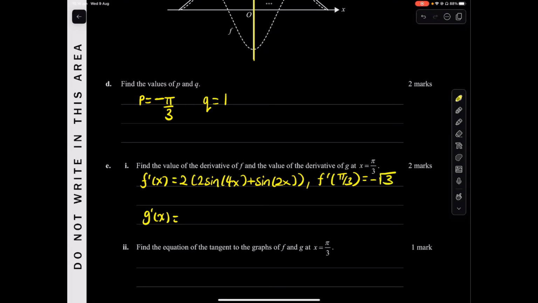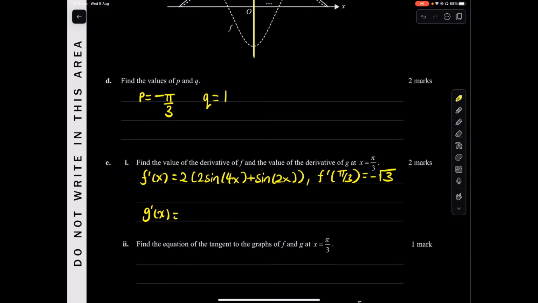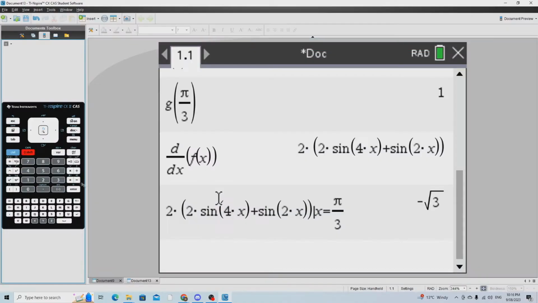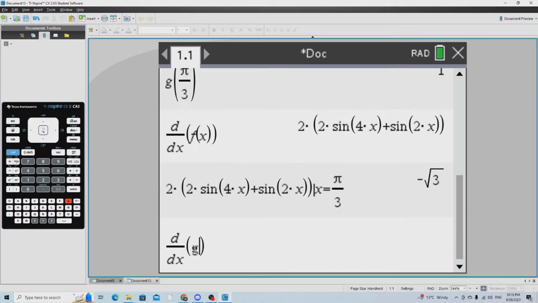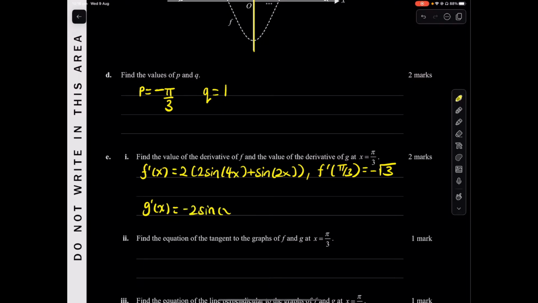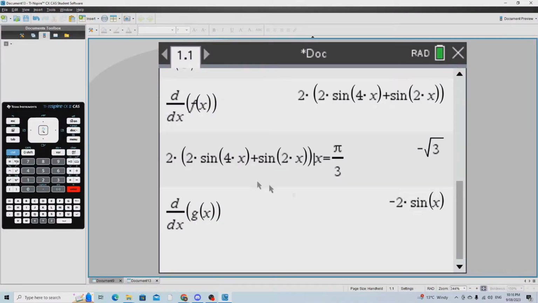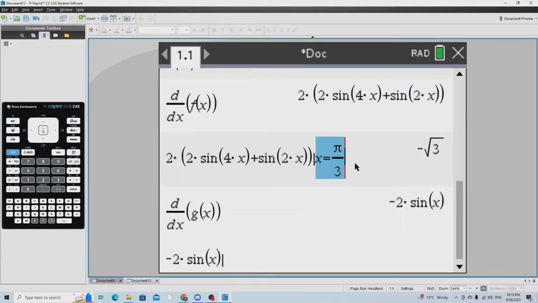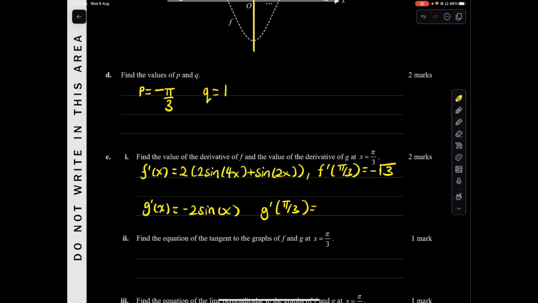So find the value of the derivative of g. Yep, so the derivative of g of x is negative 2 sine x. And g dash at pi on 3, so put pi on 3 in this. Negative root 3. So, okay, both have the same.